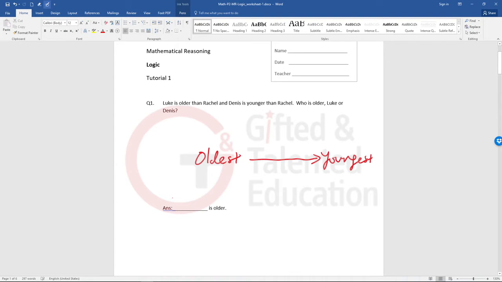We know that Luke is older than Rachel. Suppose we put Luke here. So Rachel would be on the right-hand side of Luke. And since Dennis is younger than Rachel, Dennis must also be on the right-hand side of Rachel. From here we can see that Luke is the oldest, followed by Rachel, and followed by Dennis.